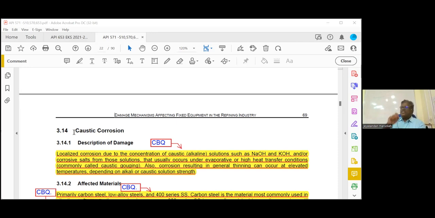Now, this damage mechanism is related to the boiler and the steam generator. It is not related to oil and gas production. So how are we generating steam in a boiler? We heat the water in the burner furnace. The water is converted into steam, and the steam is used to rotate the turbine. So we can generate power, or we can use steam for other heating purposes also.